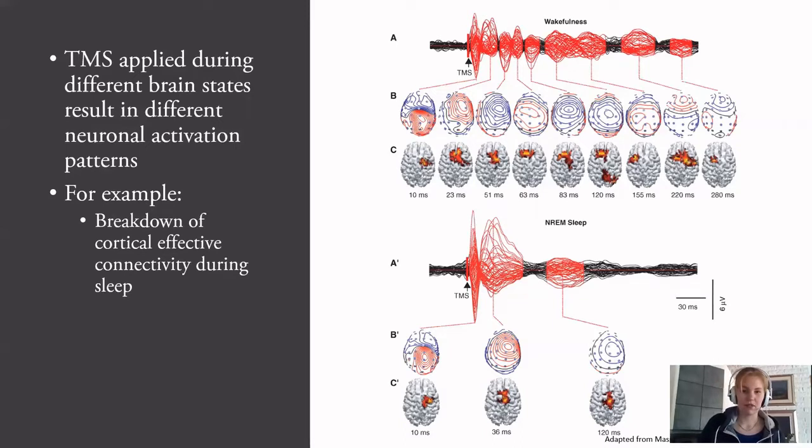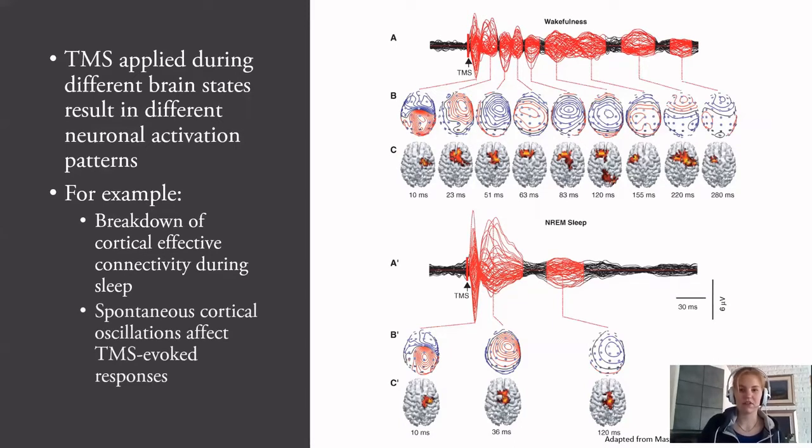TMS-evoked responses are also modulated by spontaneous cortical oscillations. Both phase and power of the oscillations, as you can see with EEG, have been shown to modulate many aspects of the TMS-evoked responses. As an example, the phase of the mu rhythm at the primary motor cortex predicts corticospinal responses to TMS, or more specifically, stimulation during the negative peak of the oscillations results in bigger motor potentials than stimulation at the positive peaks of the oscillations.